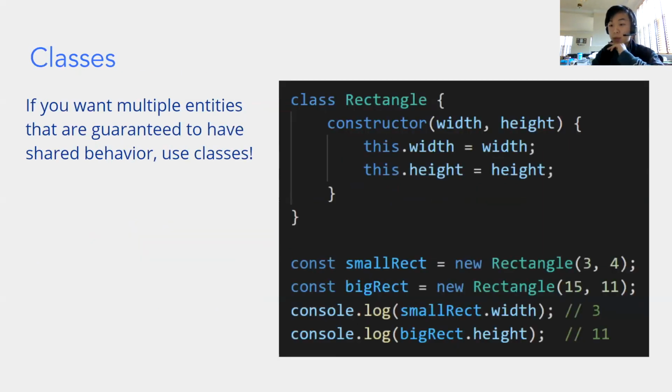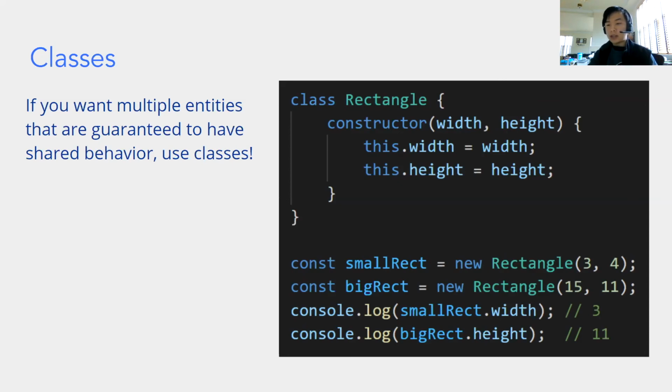One last topic on the pure JavaScript end. I'm going to speed through this because this is already a complicated topic as is. The idea of classes, if you've worked in particular in something like Java, you've probably seen this a lot. These are like objects, but with a little more structure. You can guarantee multiple things have the same sort of behavior.